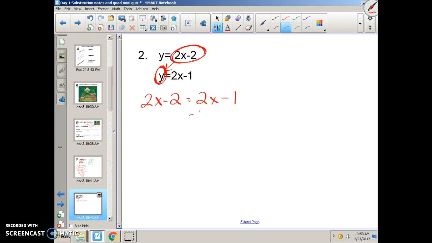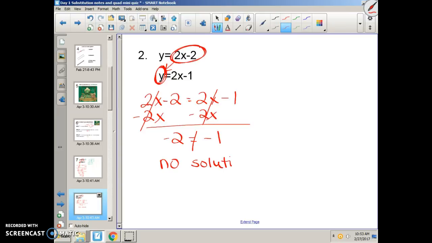So let's say I subtract 2x from both sides. When I do that, 2x minus 2x cancels out. That's gone. But on the left-hand side, it's also 2x minus 2x, and that goes away. Well, that's a problem because now I only have negative 2 on this side, and I have negative 1 on that side. Does negative 2 equal negative 1? No. That's not a true statement. And since I can't go any further, this actually means no solution.